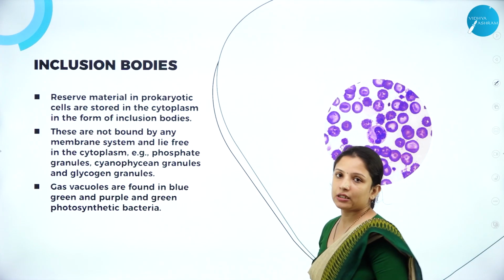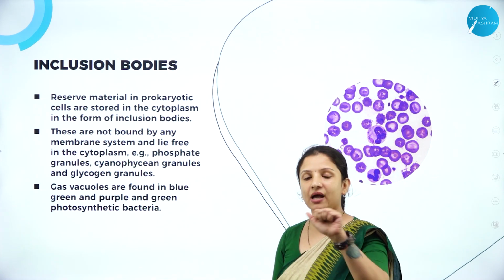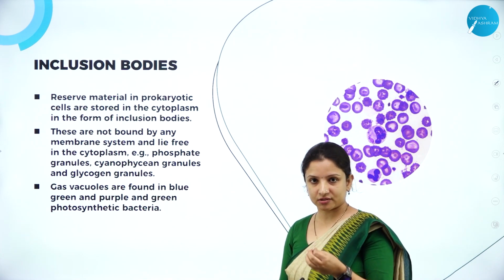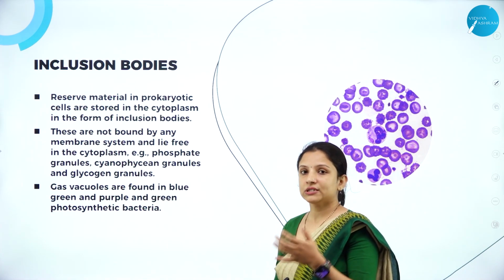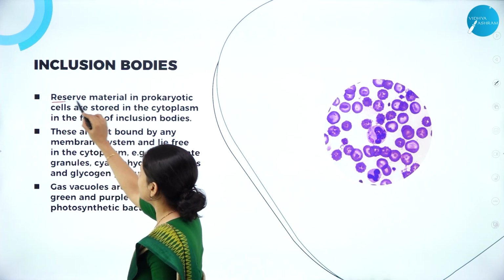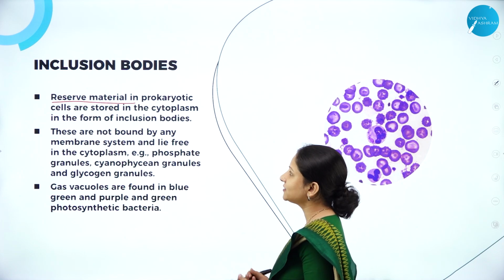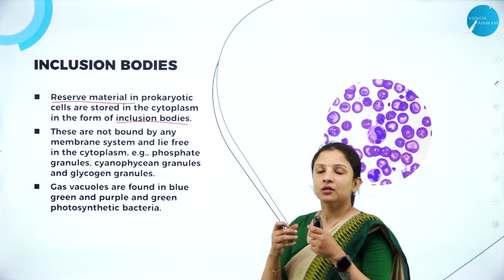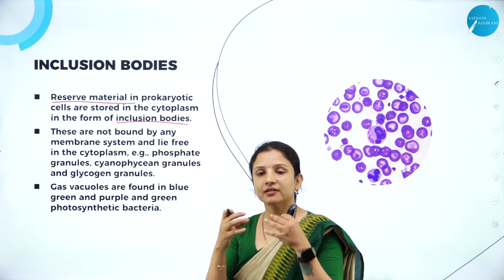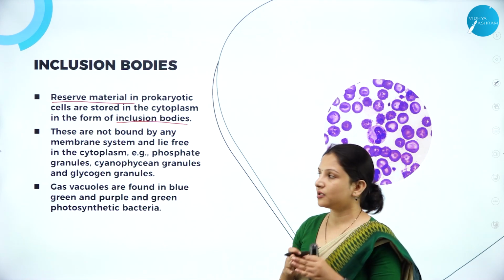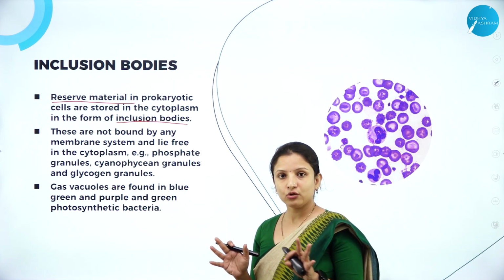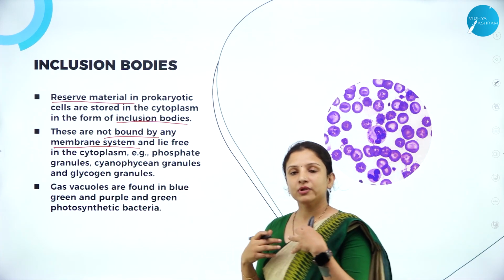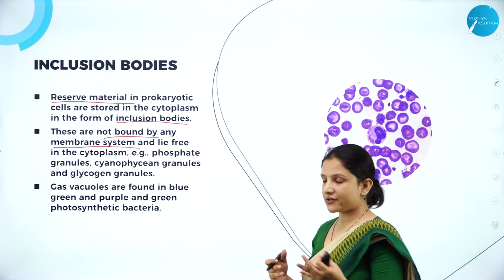Next, talking about some of the inclusion bodies. Apart from the cytoplasm having the DNA, the plasmid and the ribosomes, they have some special structures which are called inclusion bodies. These inclusion bodies are nothing but reserve materials present in the prokaryotic cells, and they are stored in the cytoplasm in the form of inclusion bodies. So all the food materials of the bacteria are stored in the form of inclusion bodies. And these inclusion bodies are also not covered by any membrane system, and they move freely in the cytoplasm or the fluid matrix of the bacteria.